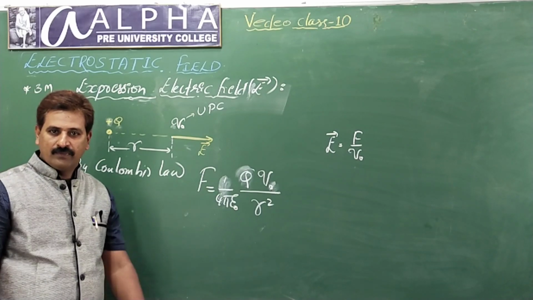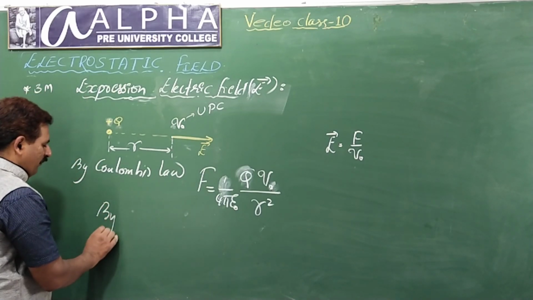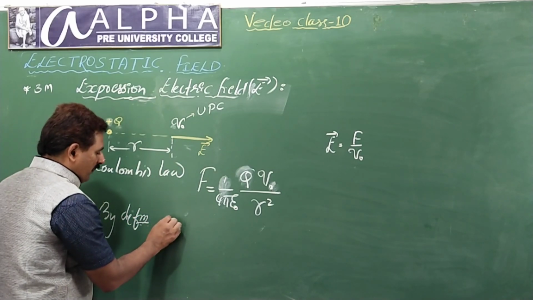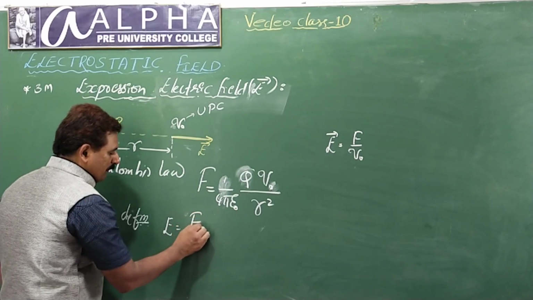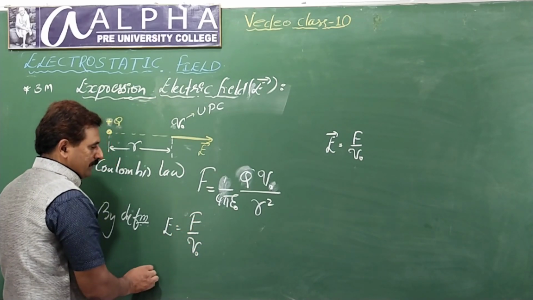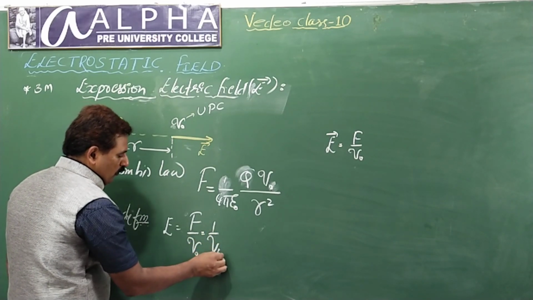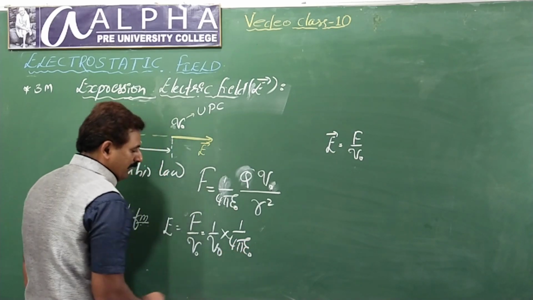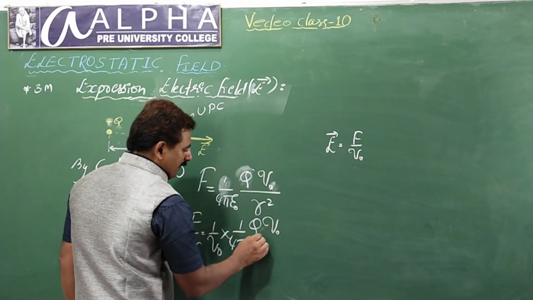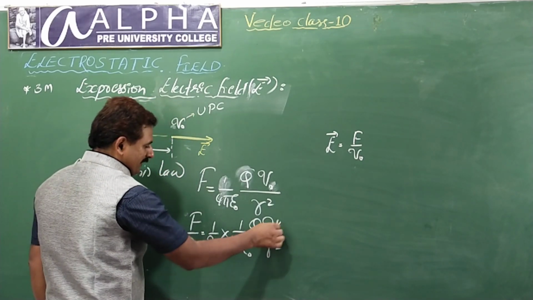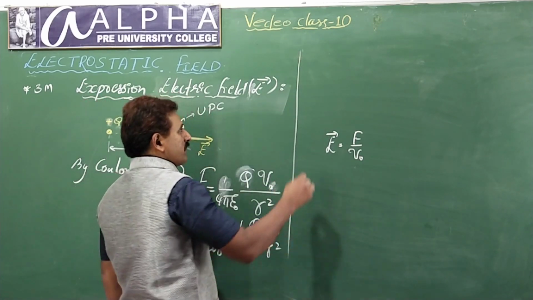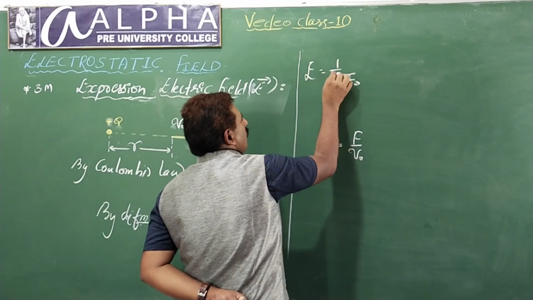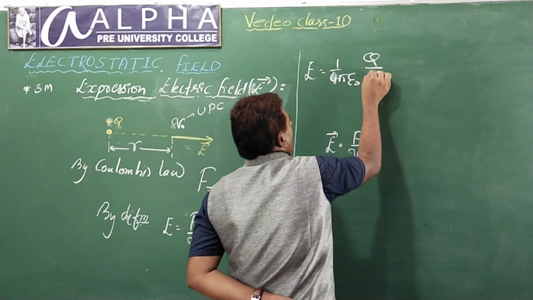By definition, what is field? As we learnt in the earlier class, field is the ratio of force per unit charge. Unit charge is Q naught, so you divide the force by Q naught. Force is given by Coulomb's law, Q Q naught divided by R square. Q naught cancels. So you are left with the final expression for electric field: 1 over 4 pi epsilon 0 into Q divided by R squared.